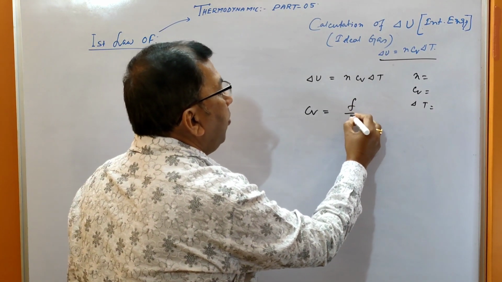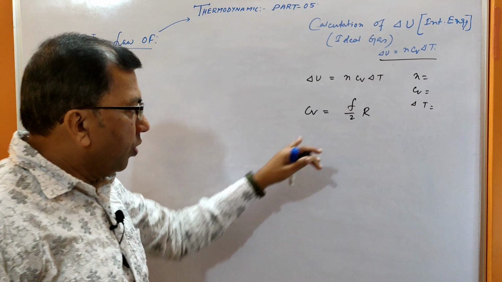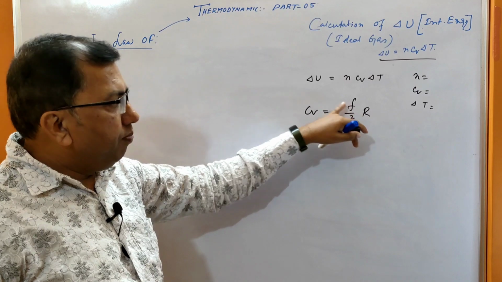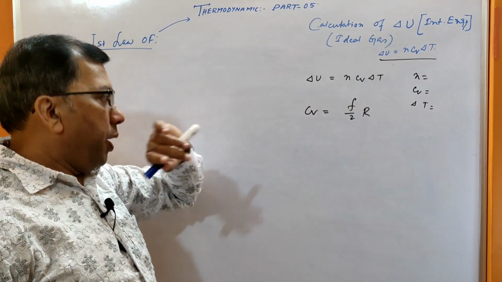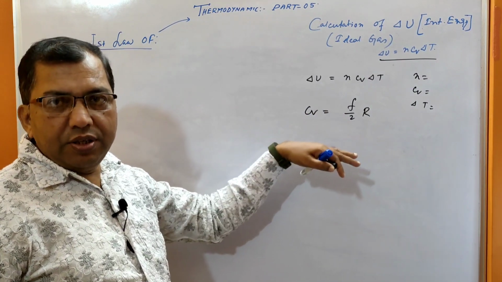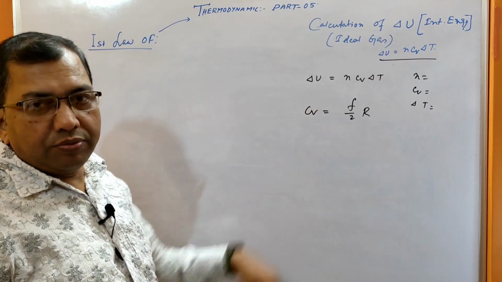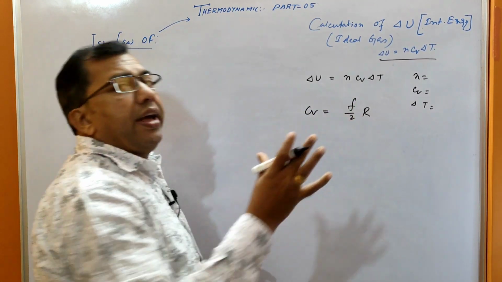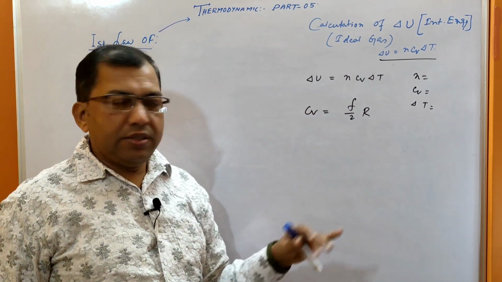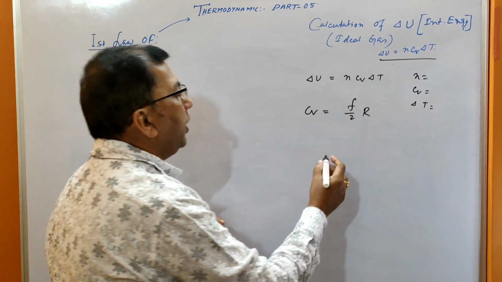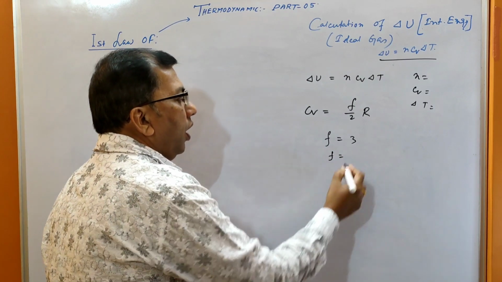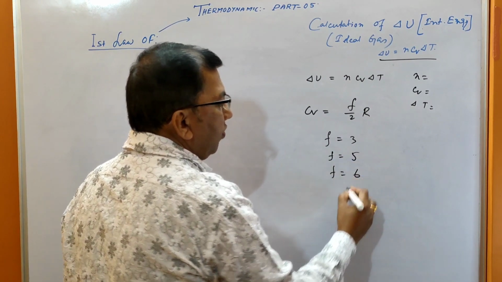Cv equals f by 2 R. What is f? f is the degree of freedom, that is the translational motion, rotational motion and so on of the particles. The value of f varies for monoatomic gas, diatomic gas and polyatomic gas. For monoatomic, f will be 3; for diatomic, f will be 5; and for polyatomic, f will be 6.